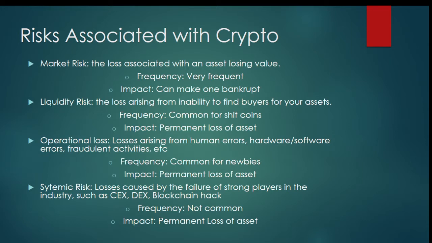Then we talk about liquidity risk. Liquidity risk is the loss arising from inability to find buyers for your asset. This risk is very common for shitcoins. The frequency is common for shitcoins. It is not so common for more popular and use case coins like Bitcoin, Ethereum, BNB, and the rest. But with shitcoins, it is very common that you could buy a particular shitcoin and then you're trying to swap it and you can't find buyers. And what's the impact of this particular risk? The impact could be permanent loss of assets.